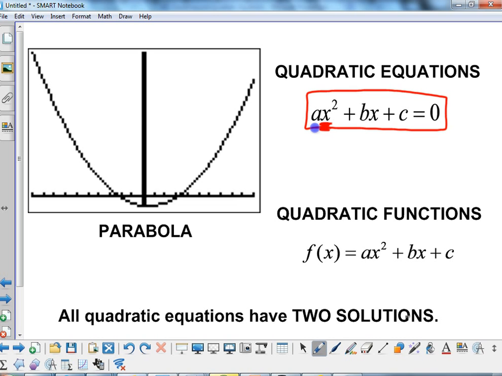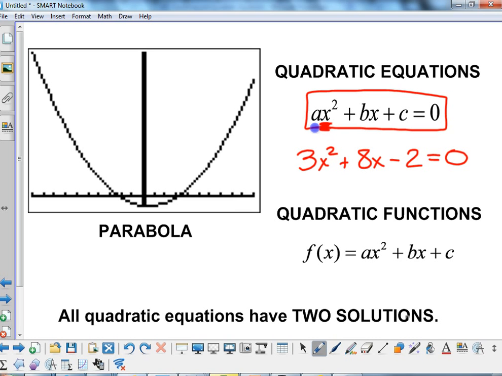Another example of one might be something along the lines of 3x squared plus, I don't know, let's say 8x minus 2 equals 0. That would be a quadratic equation, and we would have to solve it a little bit differently than what we've learned so far.